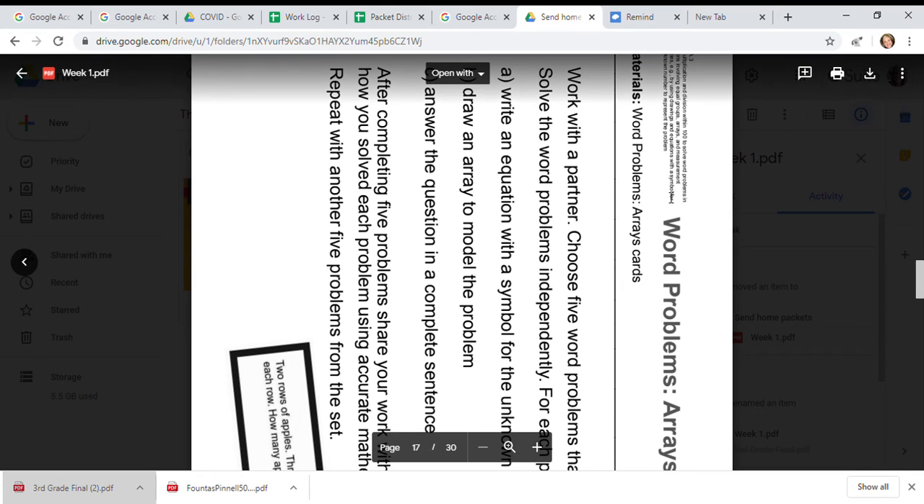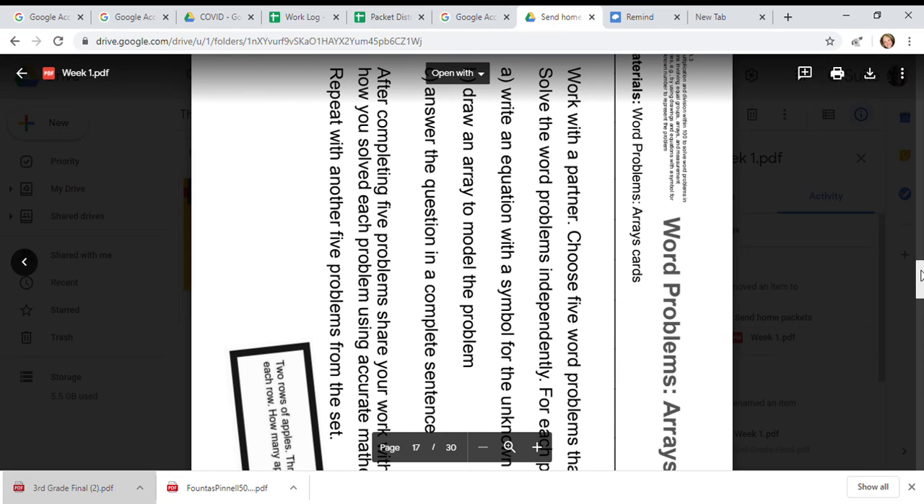After you complete 5 of the problems, you share your work with your partner and talk about how you solved it. And that's the portion where you talk like a mathematician, using words like factor. I found the missing factor. The factor was 9 in the one we practiced. Or I had to find the product, which is the answer to my multiplication.